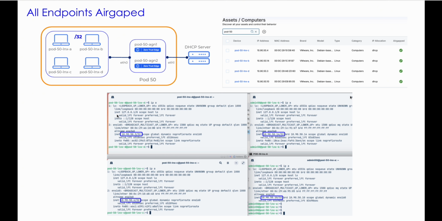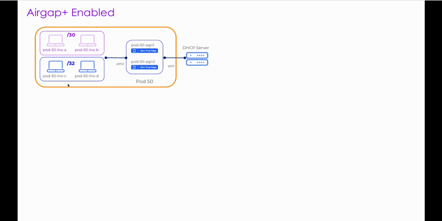Initially, we have all four endpoints air-gapped in a network of one. As you'll see, we have a /32 IP assigned for all four of them. We'll then create a micro-subnet and move Linux A and B into the /30 micro-subnet, leaving Linux C and D behind as they were before, in a ring-fenced network of one.